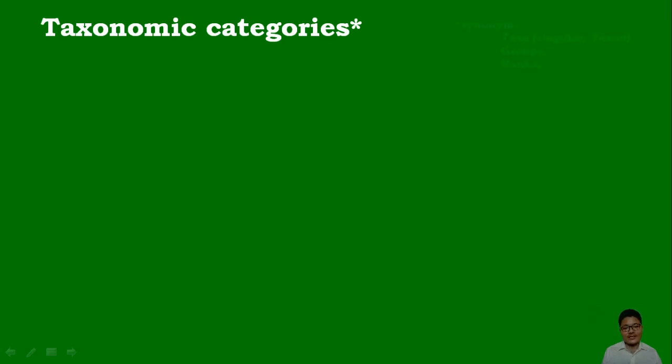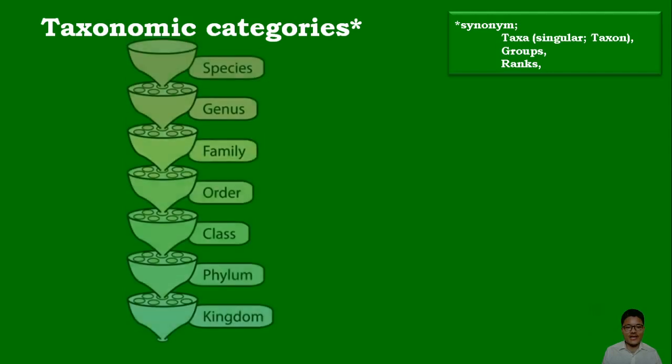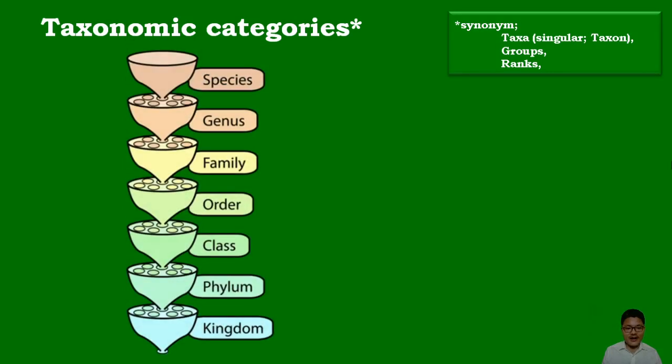Taxonomic categories are also known as taxa. Taxa here refers to groups. Taxa is the plural, and the singular form of taxa is taxon. Category here also refers to groups or ranks. So taxonomic categories for classification of living organisms are species, genus, family, order, class, phylum, and kingdom. For phylum, in case of plants, we use division.